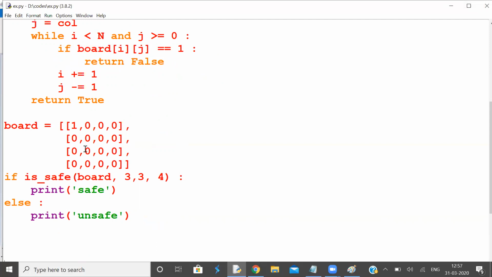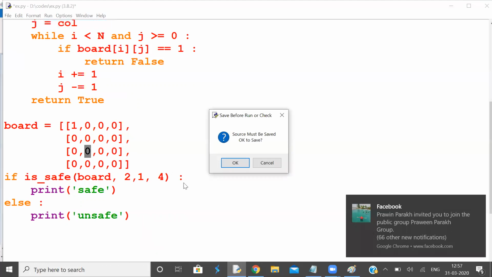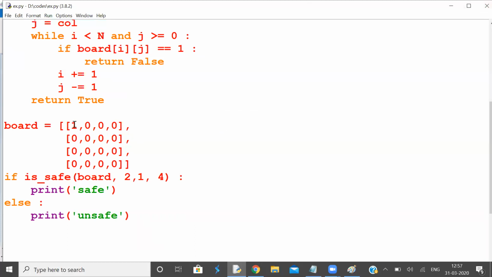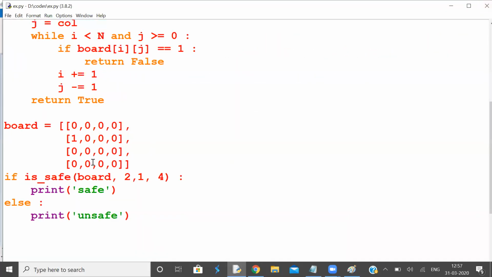Okay. So try with row number 2 and column number 1 on this position. This should be safe. Yes, let us do one thing. Let us move the queen from this position to this position, and let us try with the same case. We cannot keep it here. But you ask for this position. What is this position? This is row number 3 and column number 1. Now it is safe.